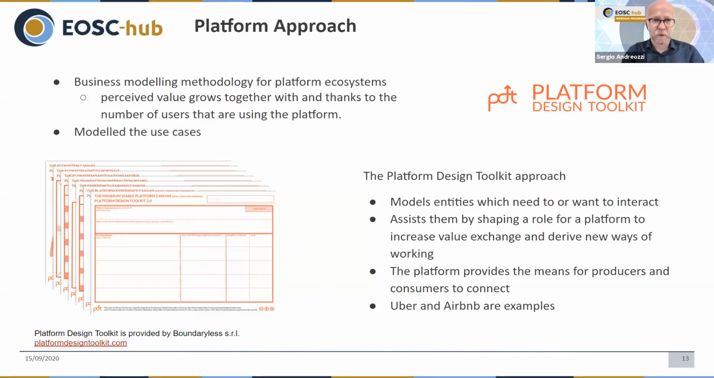Here it was more top-down, applying a top-down methodology called Platform Design Toolkit to analyze the EOSC ecosystem and understand what could be the role of the EOSC as a mediator, as a platform that facilitates interactions between different types of organizations like the users, the suppliers, and the funders, and so on.